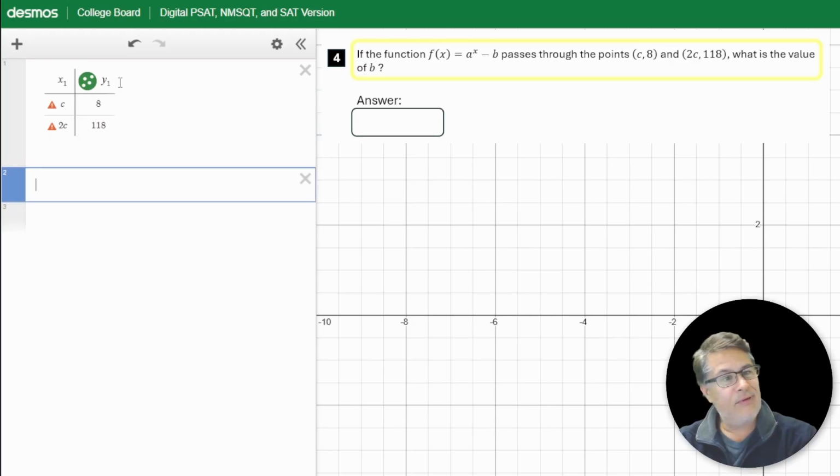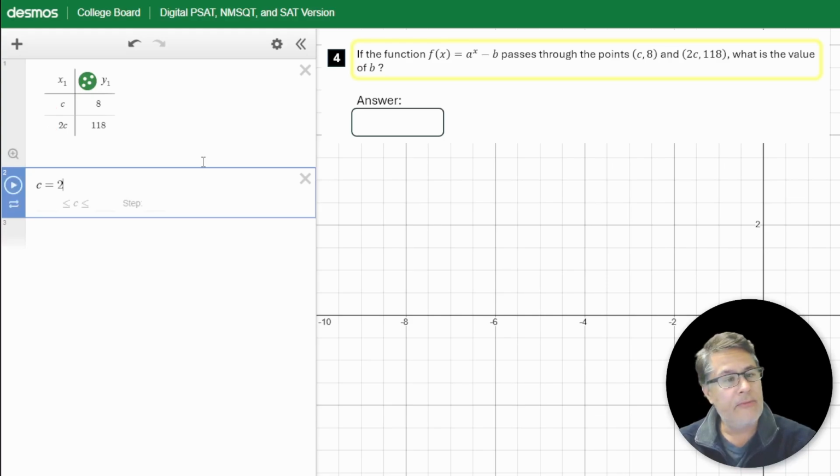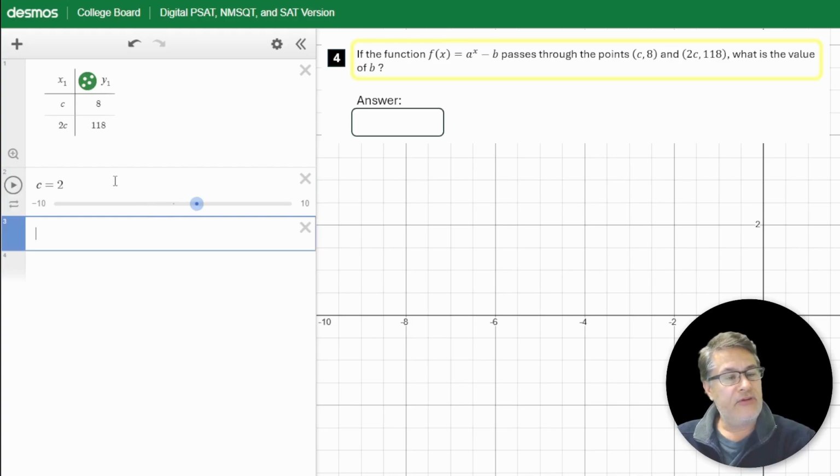And now you're thinking, yeah, but Art, you have a bunch of errors. Yeah, but guess what? I didn't define c yet. Now I am. I'm going to say c equals, you can set it for whatever you want. I'm just going to start with 2, okay? So c is 2. Again, that shows up as a slider, but did you notice those errors in the table vanished because now DESMOS sees this as the points (2, 8) and (4, 118).